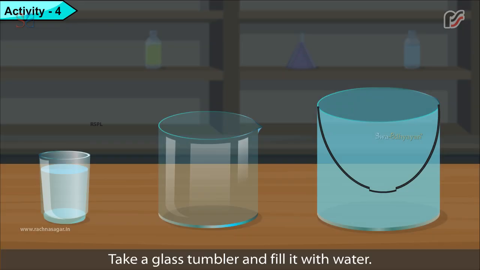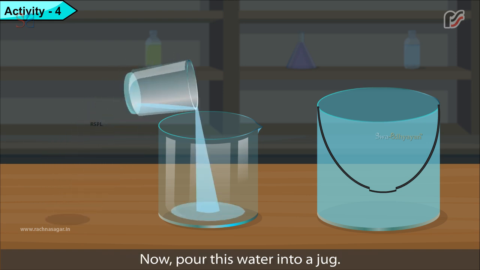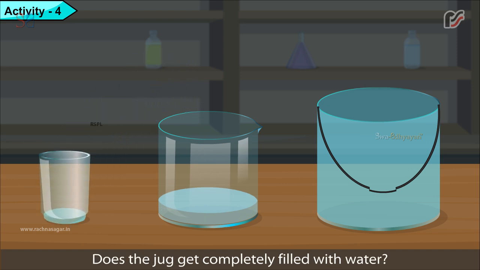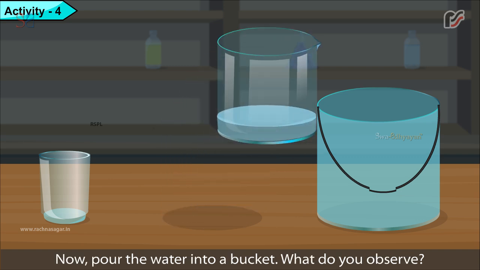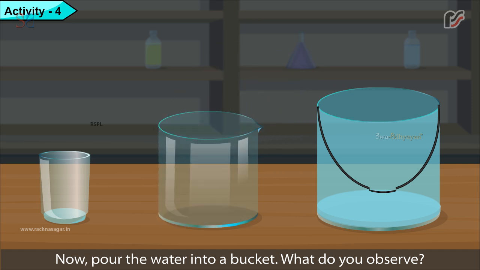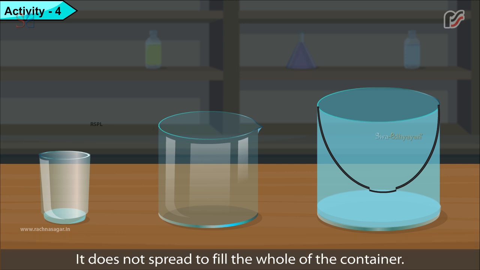Activity 4. Take a glass tumbler and fill it with water. You have taken a definite quantity of water. Now, pour this water into a jug. What do you observe? Does the jug get completely filled with water? Now, pour the water into a bucket. What do you observe? A given quantity of water occupies a fixed space, irrespective of the size of the container. It does not spread to fill the whole of the container.